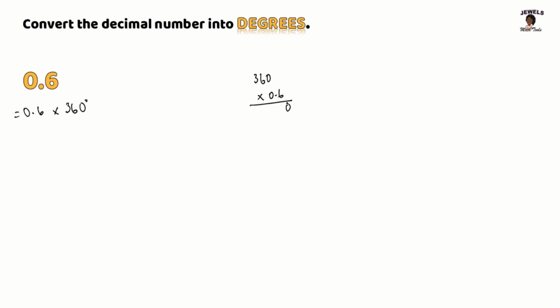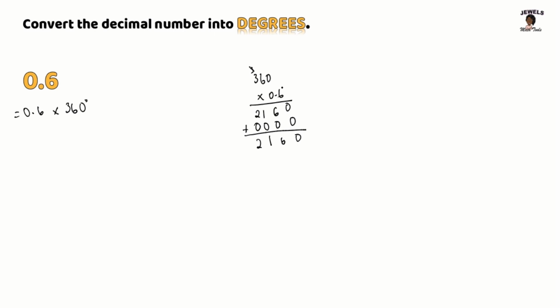6 times 0 is 0. 6 times 6 is 36. We'll put our 6, carry the 3. 6 times 3 is 18, plus 3 is 21. We're going to mark off all our digits, add in a 0. And again, just as before, everything times 0 is going to be 0. So we're going to put in a 0 for our 0, our 6, and our 3. Now let's sum our numbers together. So 0 plus 0 is 0, 6 plus 0 is 6, 1 plus 0 is 1, and 2 plus 0 is 2.